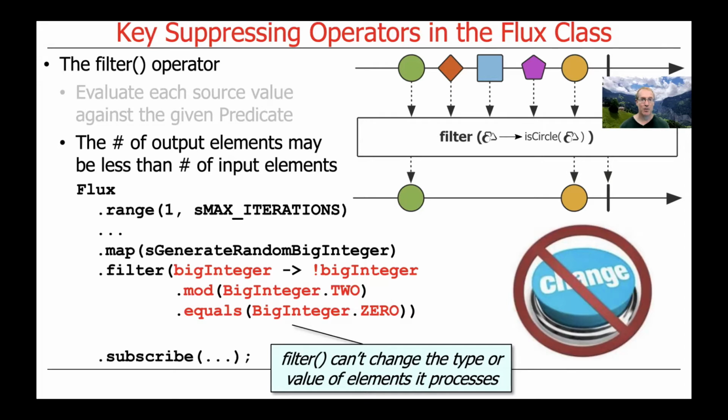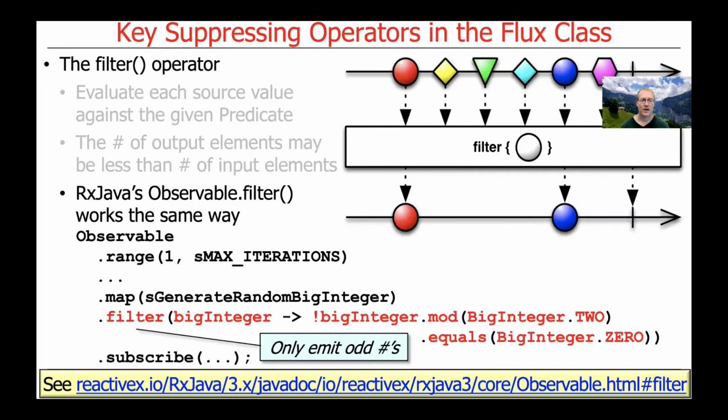Note that filter cannot change the type or the value of the elements it processes. It can only decide to let them through or not. So it's somewhat limited in what it can do. That's why it's a suppressing operator.